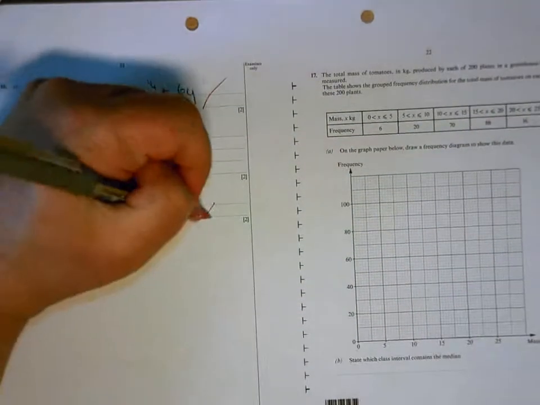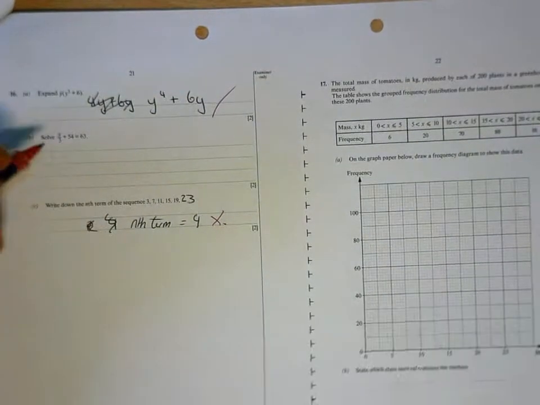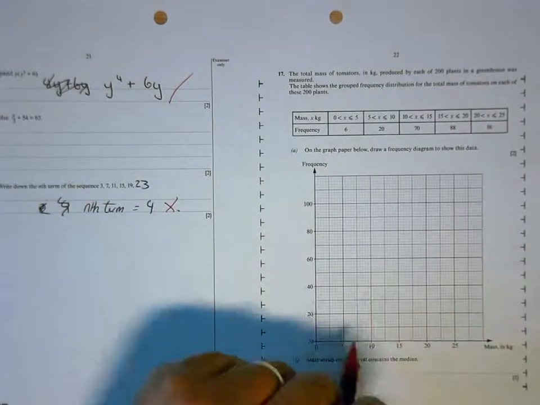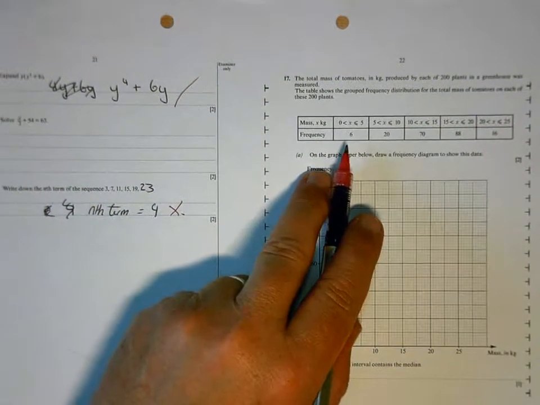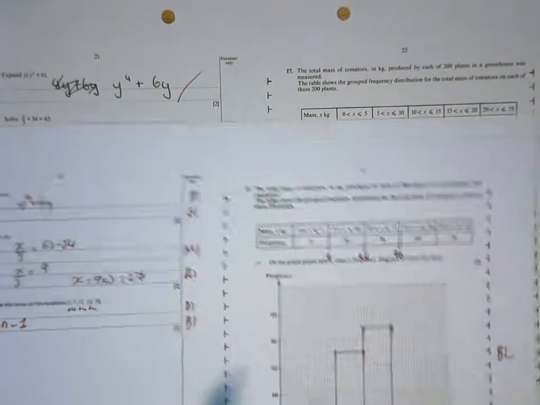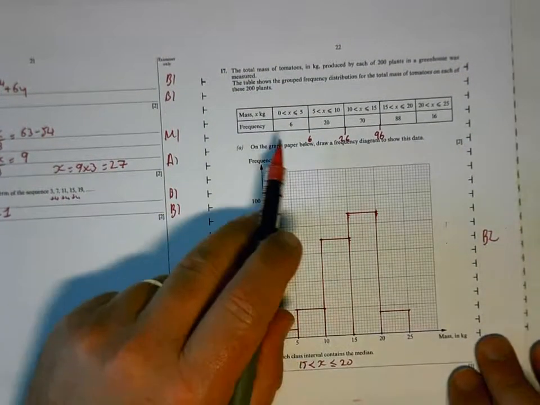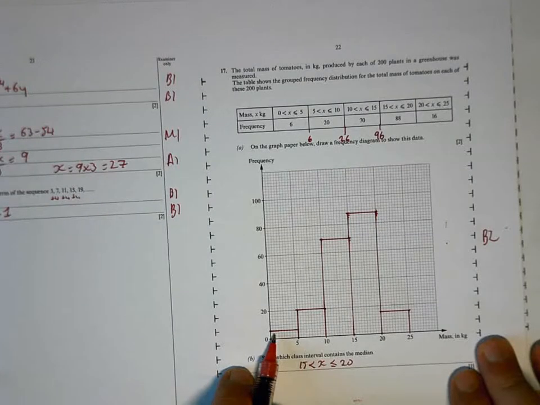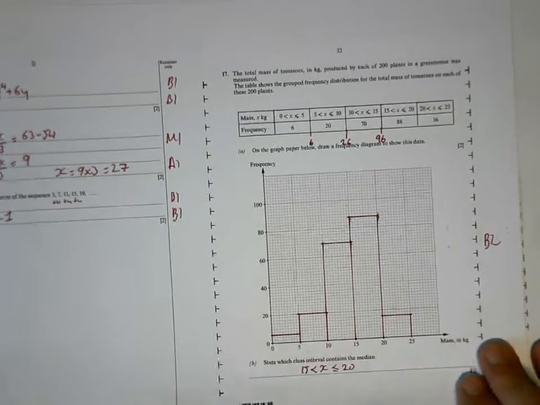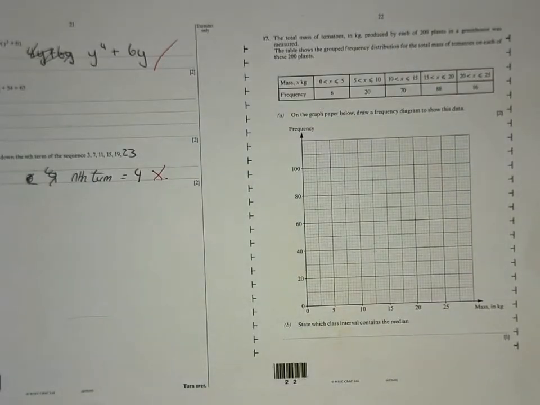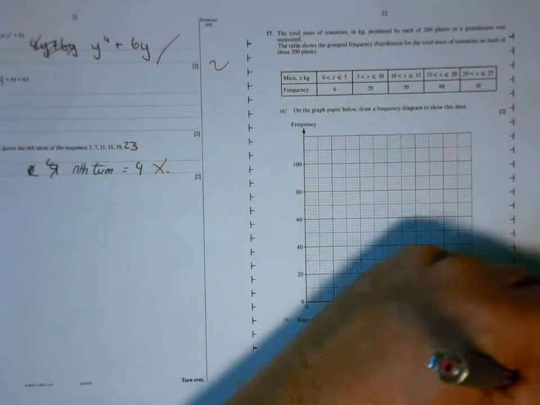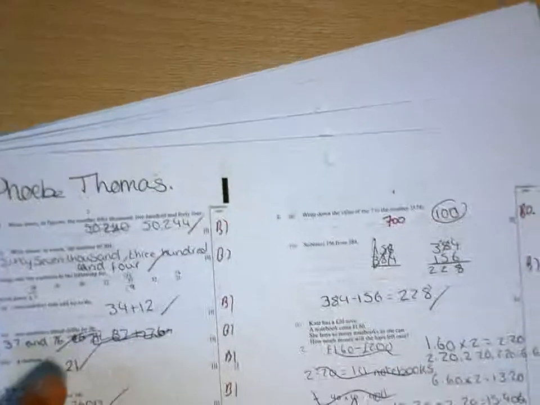That's correct. That's not. We'll do some nth terms next week, and that is just basically you want to draw a bar chart, okay, where you're going between 0 and 5 takes you up to 6, between 5 and 10 takes you to 20, and so on. So 2 marks for the last page.